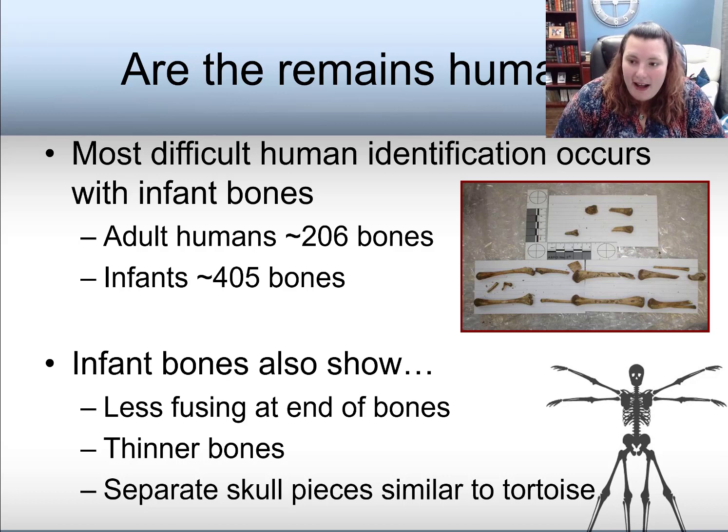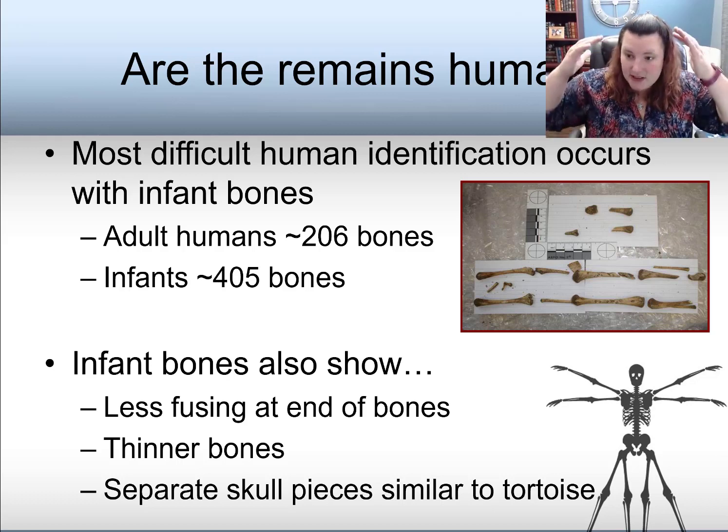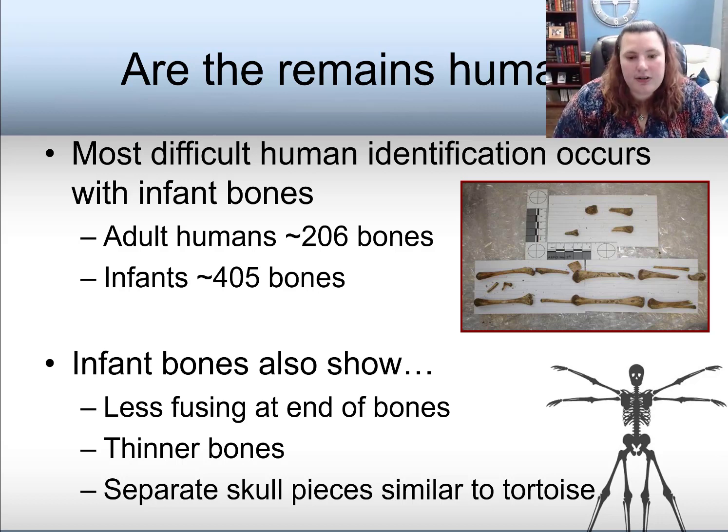To the untrained eye, the small infant bones can often be confused with smaller mammals like raccoons, rabbits, or even birds. The skull can also provide some confusing bones for an infant human. Infants are born with pieces of the skull bones separated, and they'll fuse together as the child grows. The separate pieces can therefore be confused with a tortoise shell. Infant bones are also thinner in cross-section than adult bones, again mimicking some smaller animals.